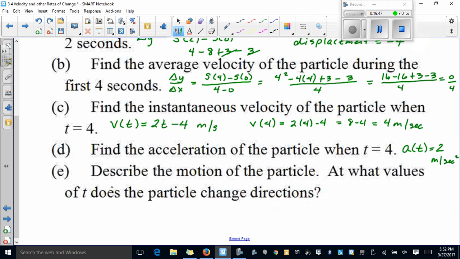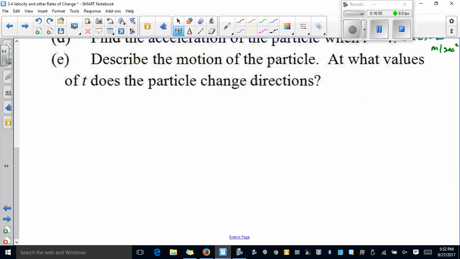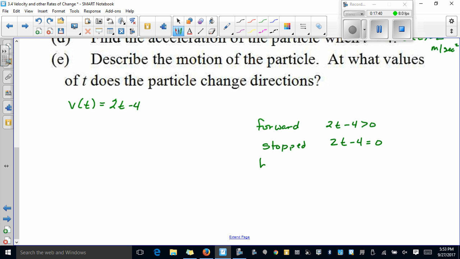And then the very last question asks you to describe the motion of the particle: at what values of t does the particle change direction? Now, even though we're going to get the same answers, kind of sort of, on this, we are looking at velocity because we're being asked to describe the motion. So velocity of t, that's going to tell us when it's moving left and right. So the velocity function is 2t minus 4. Now, it's going to be moving forward when 2t minus 4 is greater than 0. It's going to be stopped when 2t minus 4 equals 0, and it's going to be going backwards when 2t minus 4 is less than 0.